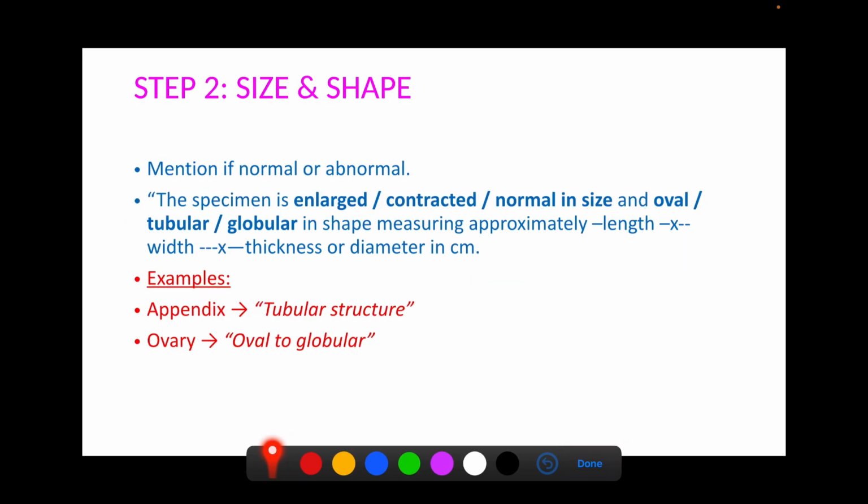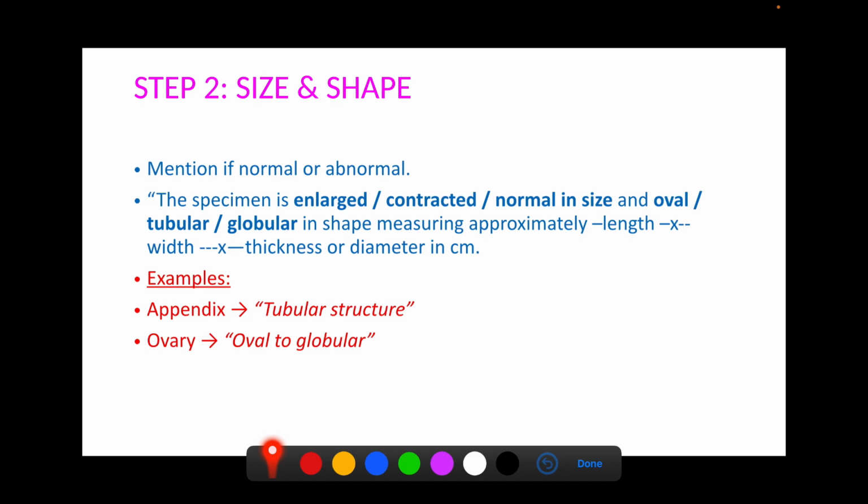Now step 2, size and shape. Mention if this specimen is normal or abnormal, and here you have to identify whether the specimen is enlarged, contracted, or normal in size, and whether the shape of the specimen is oval, tubular, or globular according to the organ, right? So these are some of the terminology you have to use when you describe the specimen.